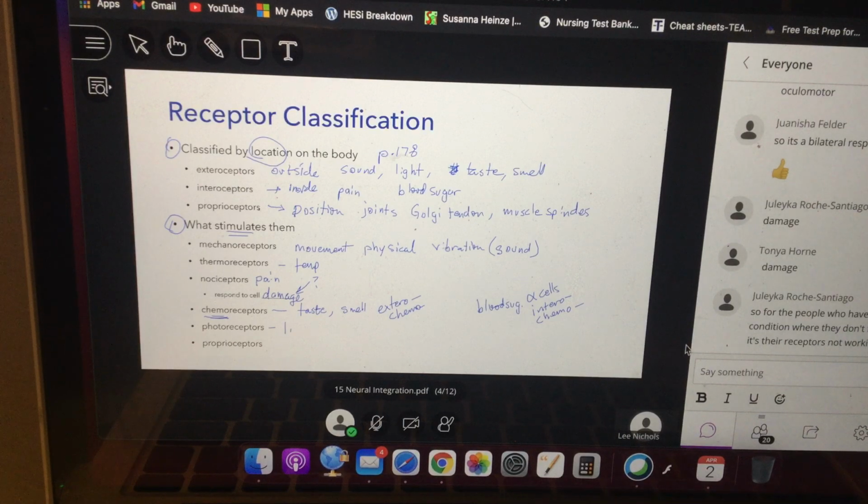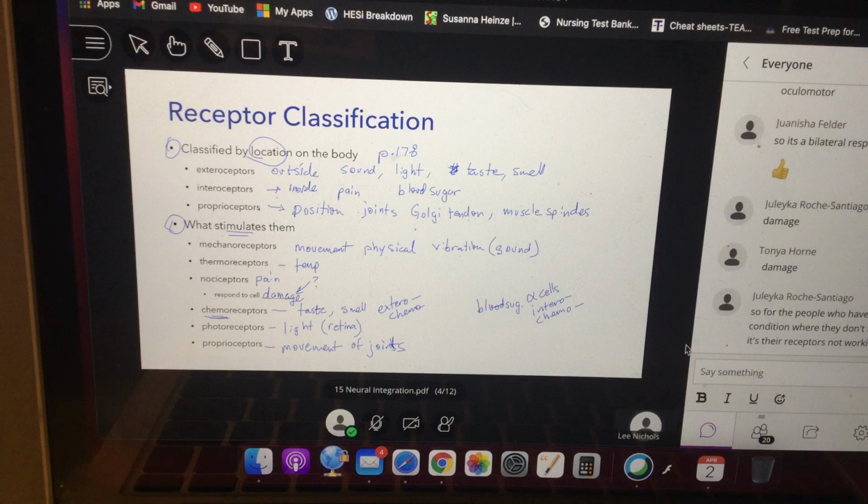Photoreceptors are found only one place in the body. They detect light, and they are a very specific layer of cells at the back of your eye called the retina. More on those when we get back after spring break. And then, as I already said, proprioceptors are position receptors, and they are stimulated by movement also, but primarily movement of joints.